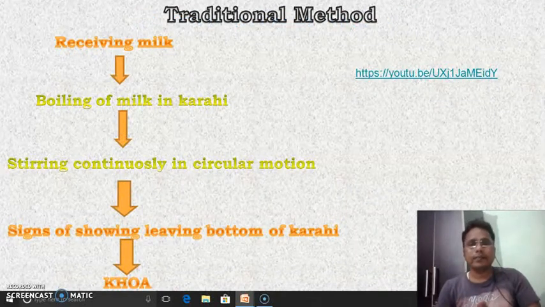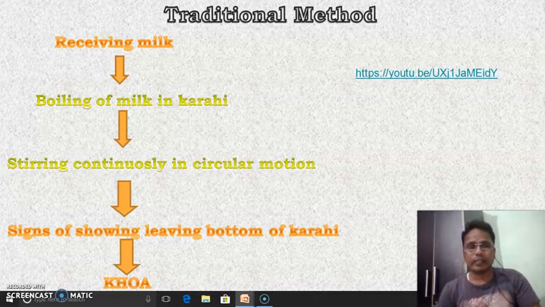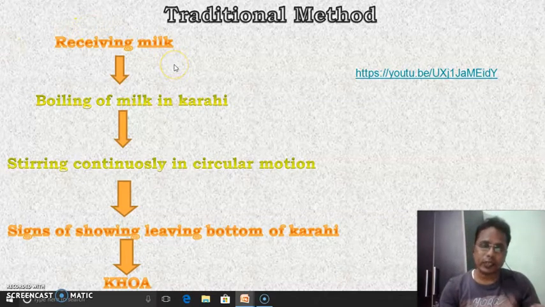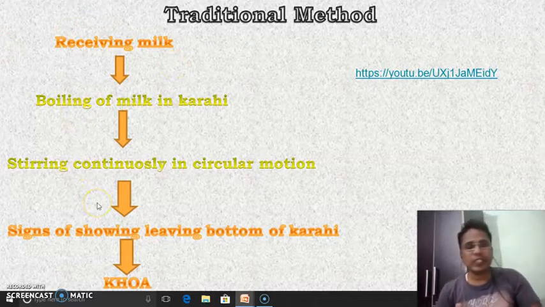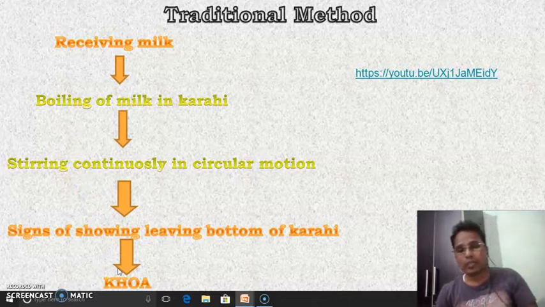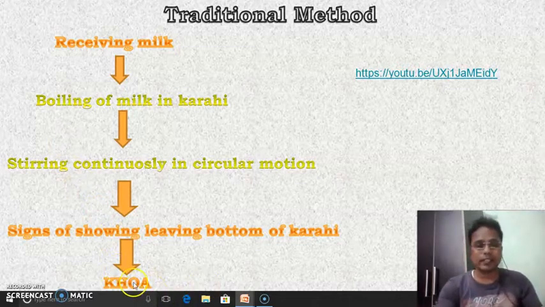This is the flow diagram for the preparation of Khoa by the traditional method. The first step is receiving milk, the second is boiling of milk in a karai, the third is stirring continuously in circular motion, and the fourth is the signs of showing the level bottom of the karai, and after this the Khoa. We are going to discuss in detail the points given in this flow diagram. The first one is receiving milk.